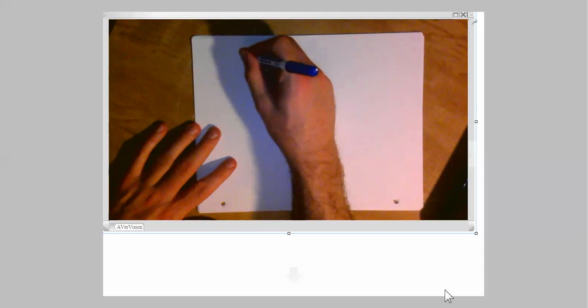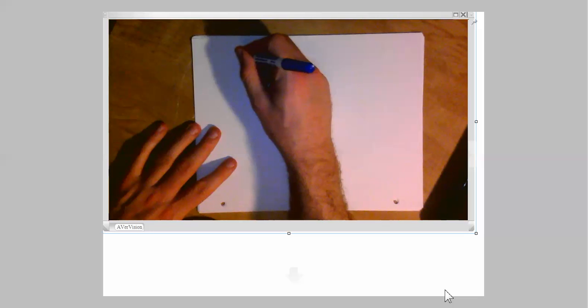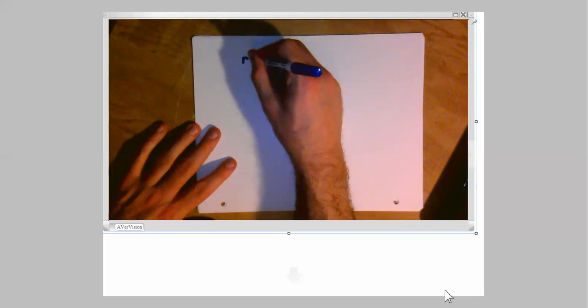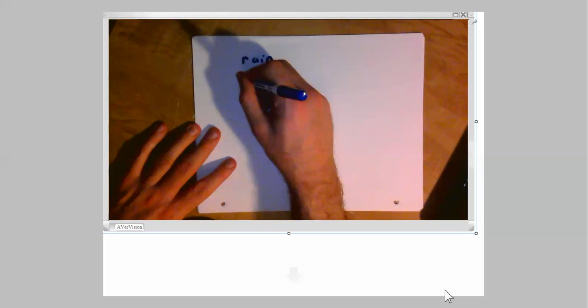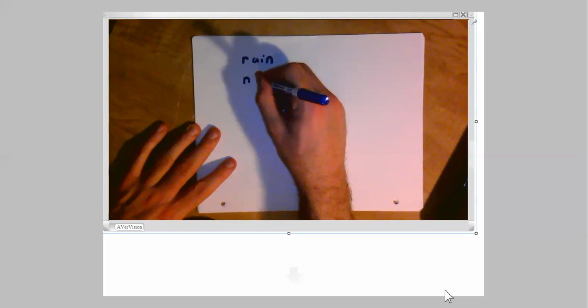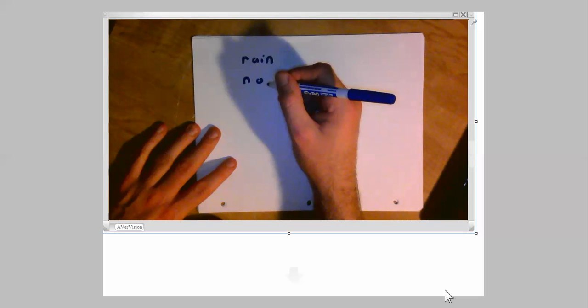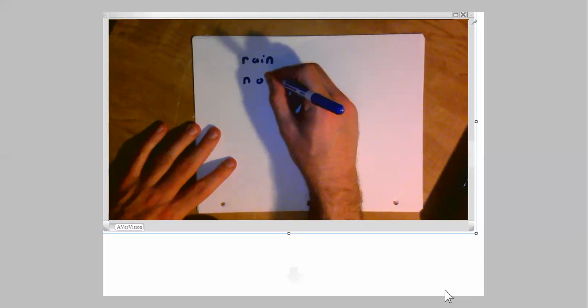Okay, so let's look at this. We want to make a probability table. The way we do expectations when we have a list of probabilities and a list of events is we list the probabilities and we list the events. And so we're going to have two cases. We're going to have rain and no rain. Okay, so it's rain and no rain.